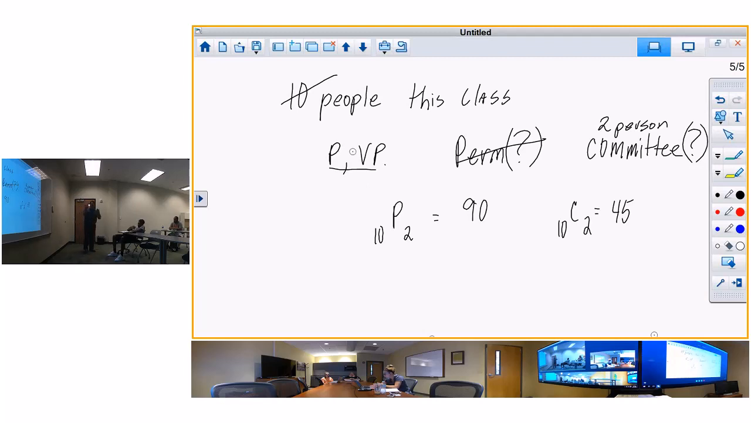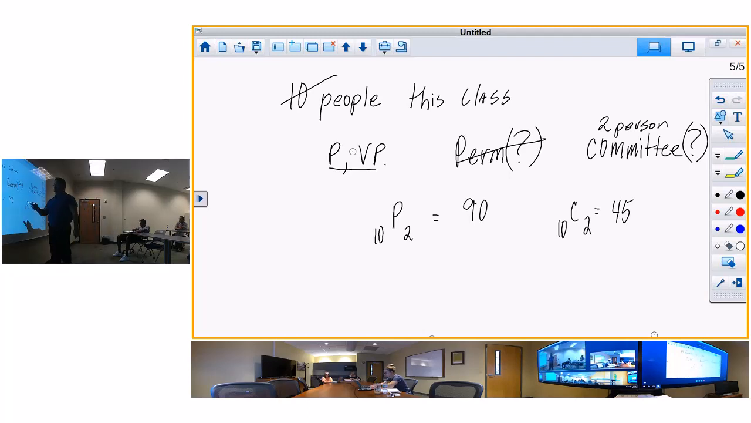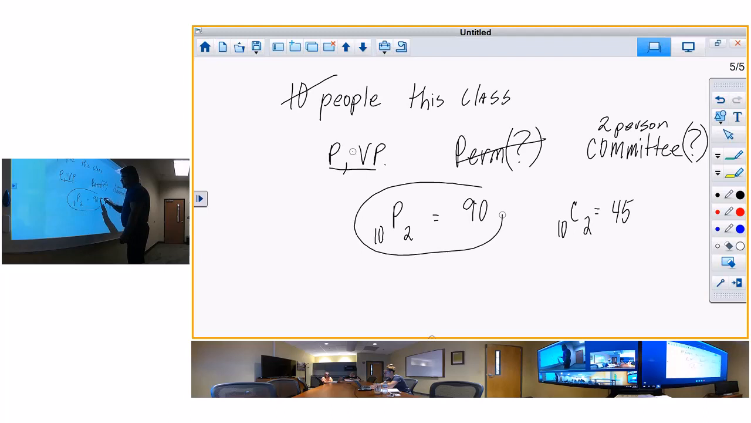Why does the permutation have more than the combination? What does the permutation have? Which means it's more what? Detailed. More detail, more numbers. Capiche? All right? The permutation will always have more because it's more detailed. The color of Miss Garrett's shirt, pink.